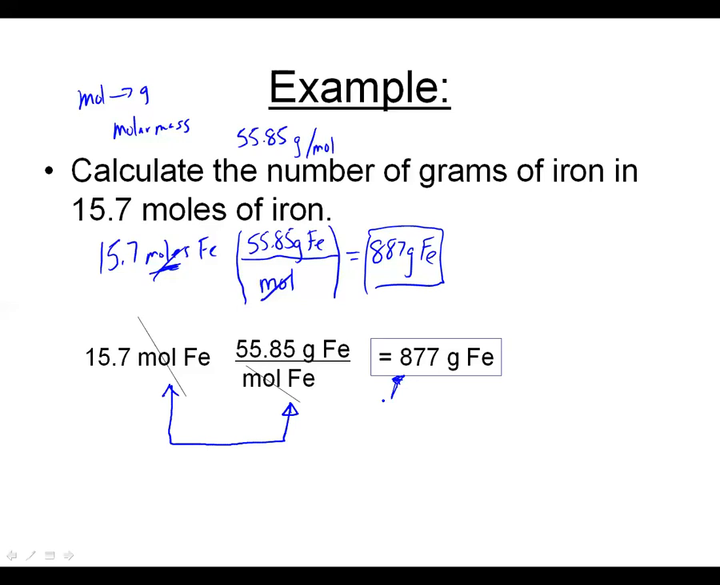Other questions on that? What I was going to say is, in terms of significant figures, we started with 3 sig figs. This is basically considered a conversion factor, like an exact number. So our answer ends up with 3 sig figs as well because of that.